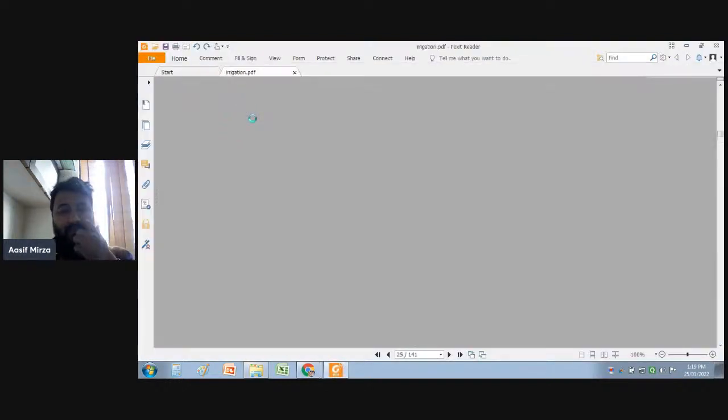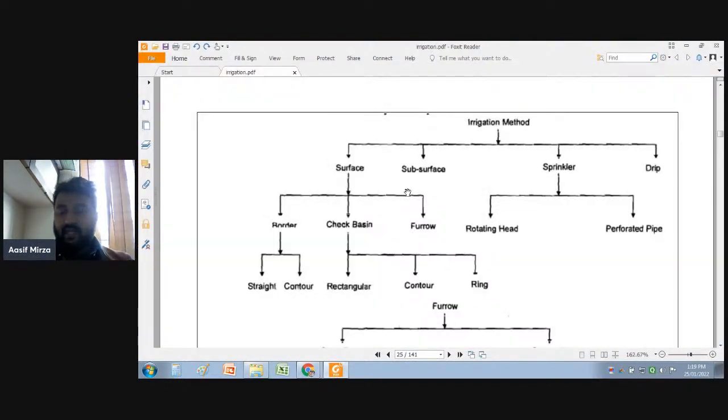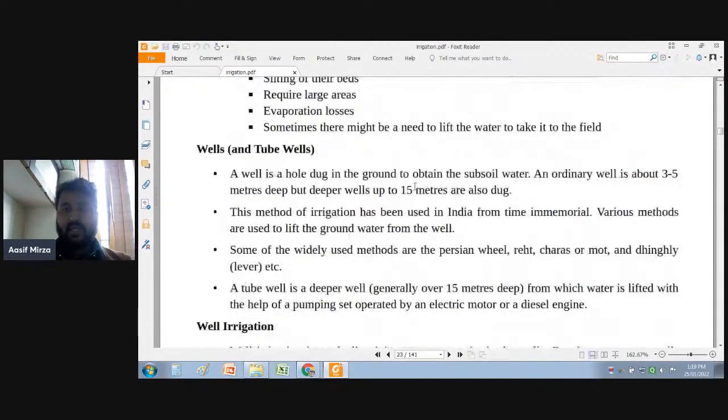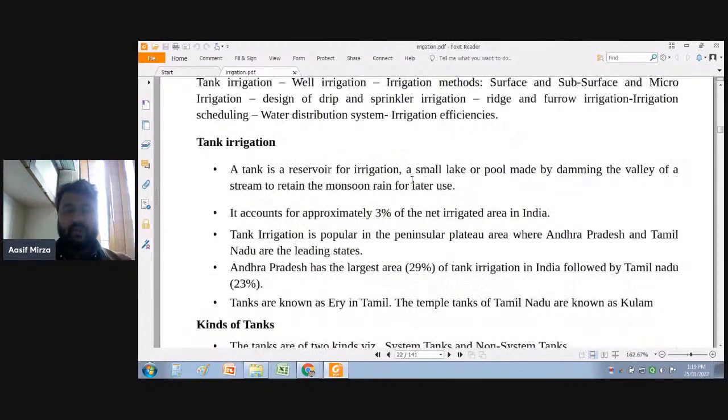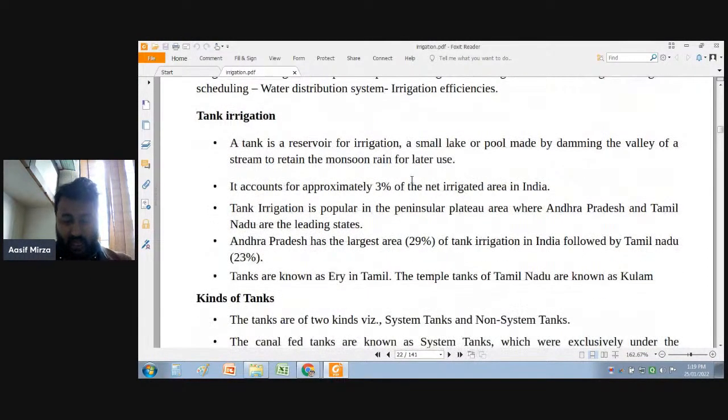So, friends, in the previous class, we have seen the irrigation scheme and the hydrology cycles and all the things related with this particular section. And this will be the last topic of this section. So, in the methods of irrigation, we have first the tank irrigation.